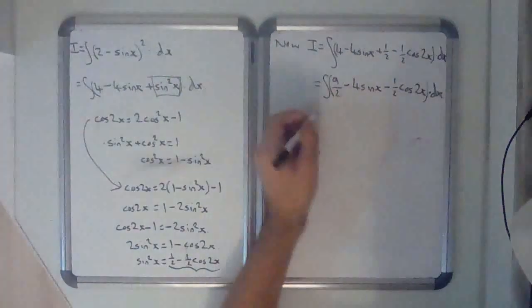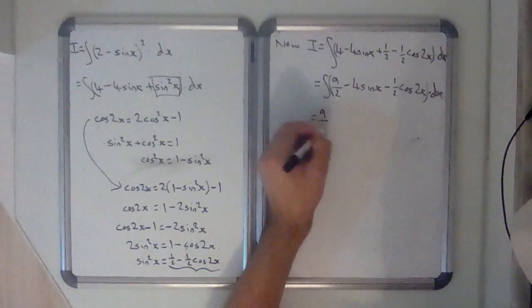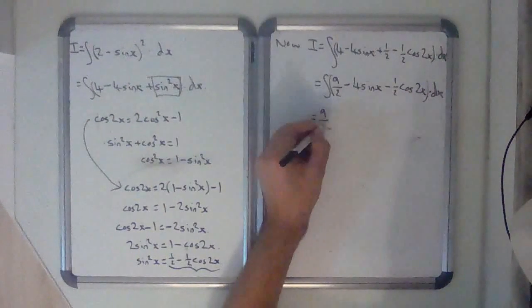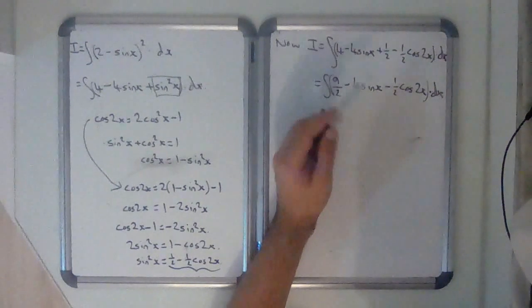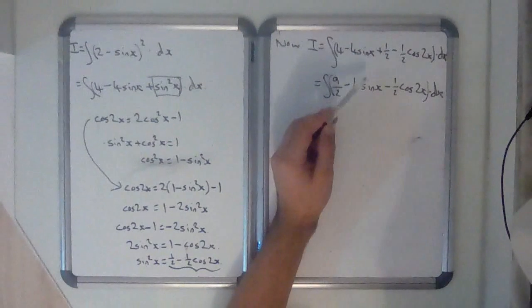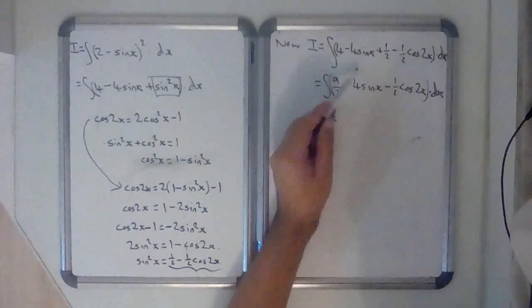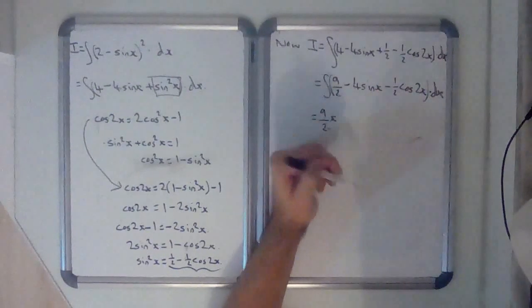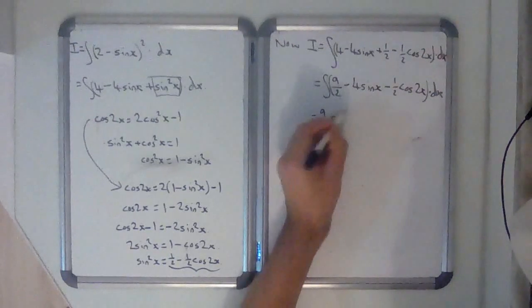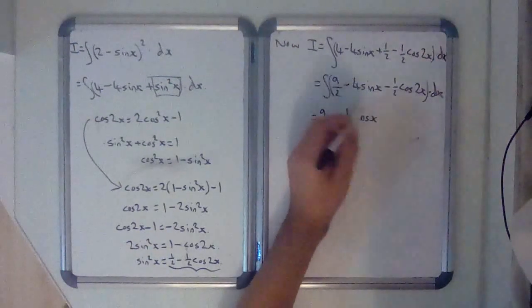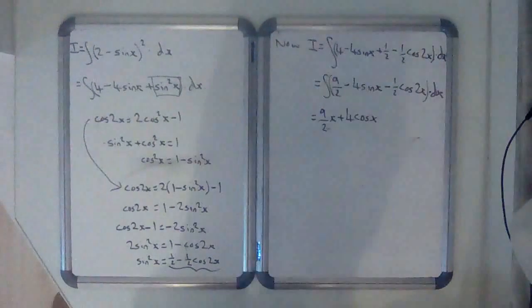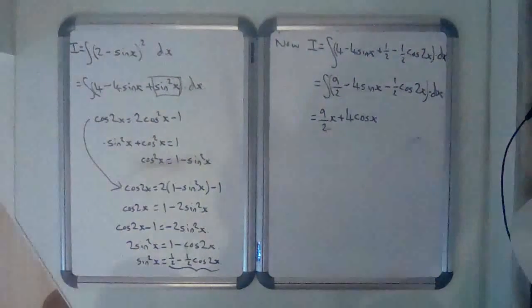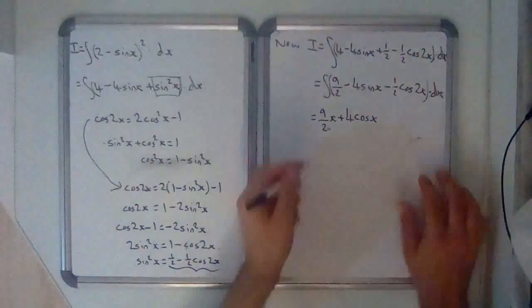So I think I might just try and do these. So 9 over 2 is going to integrate to 9 over 2 x. Minus 4 sine x: well, minus cos differentiates to sine, so cos must differentiate to minus sine, so 4 cos must differentiate to minus 4 sine, so this is going to be plus 4 cos x. And then you've got to integrate this minus a half cos 2x. So, no, I won't take a shortcut.